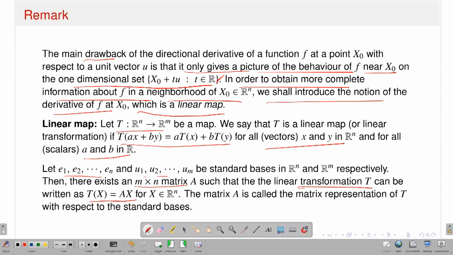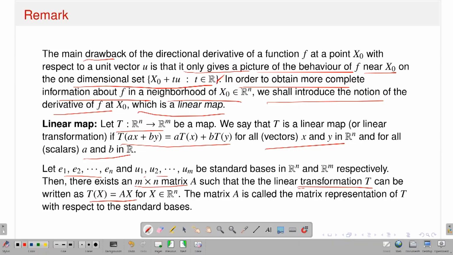What I am trying to say is that if I have a linear transformation T from Rn to Rm, then there exists an m cross n matrix such that T of x is exactly equal to the action of the matrix A on the vector x. So, if I have a linear transformation, I will have a matrix, and also the converse. If I have an m cross n matrix, then I will have a linear transformation from Rn to Rm.